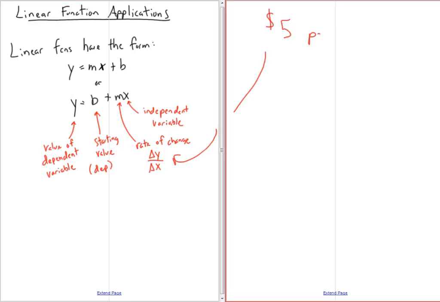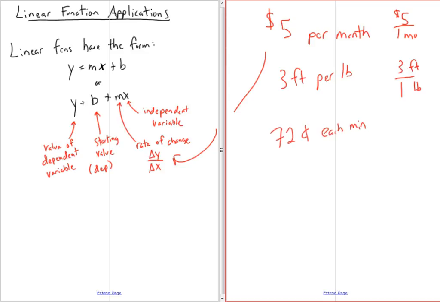Some expressions that you might see, for instance, like $5 per month. That would correspond to that ratio, 5/1, or $5 over 1 month. It'll be a slope of 5. Maybe you've got a word problem that talks about 3 feet per pound, so that would be 3 feet over 1 pound. So the word per normally refers to the fraction. Or you might see something like 72 cents each minute. That would be 72 cents over 1 minute. So sometimes you'll have the word each to represent that fraction, which corresponds to the slope and the rate of change.